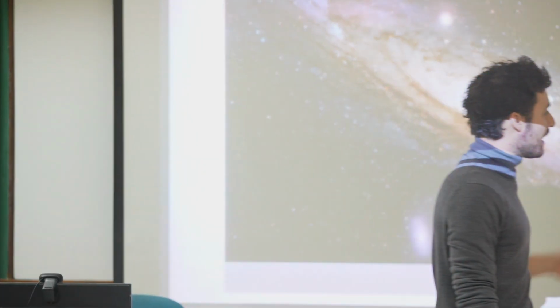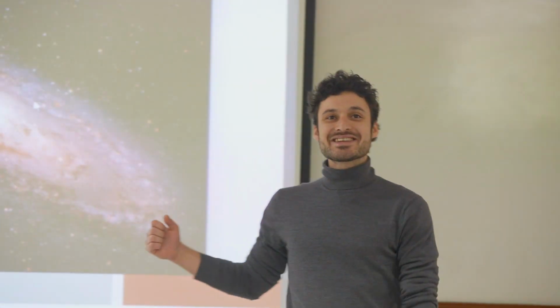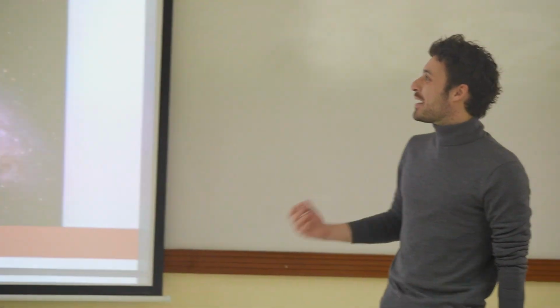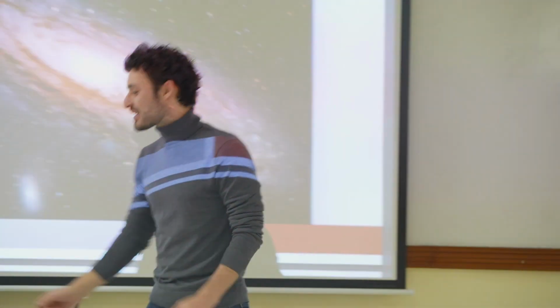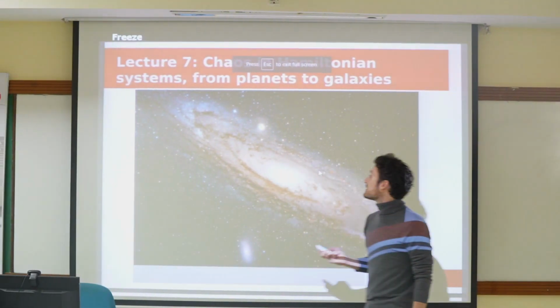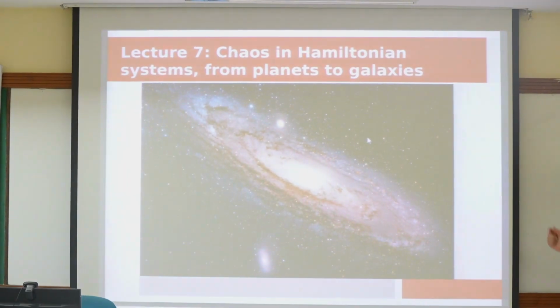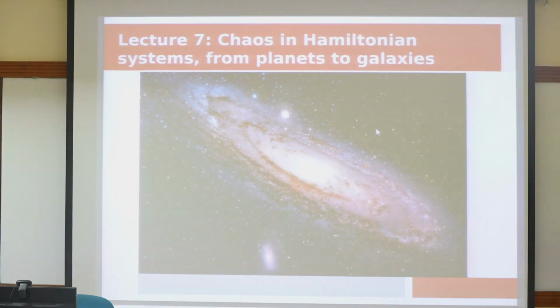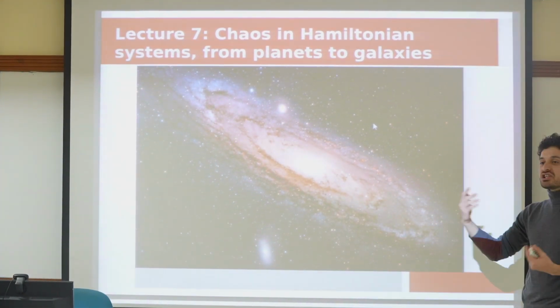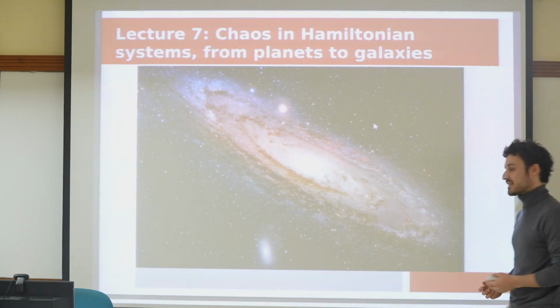So first of all, let's recontextualize all this. Yesterday we saw a particular type of chaotic system, which is chaos in dissipative systems. A dissipative system, you remember, is one that's able to dissipate energy, to lose energy through friction, basically.